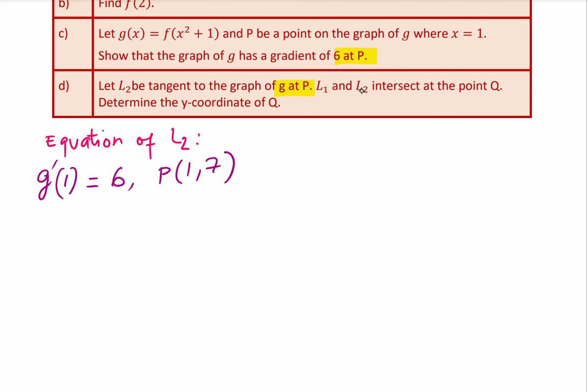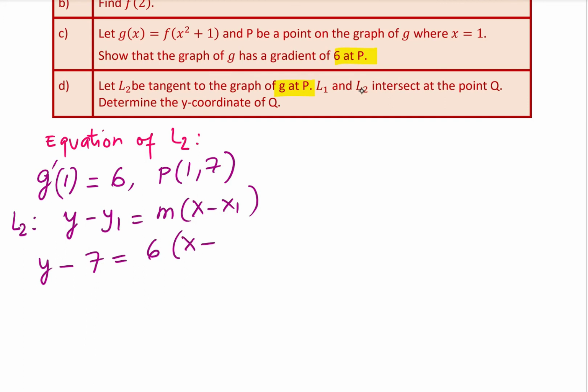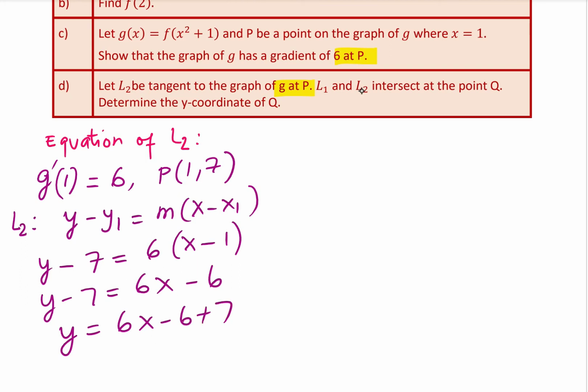So from here, we can find the equation of line L2, which we can write as y minus y1 equals m times x minus x1. So we get y minus 7 equals slope 6 times x minus 1. So we have y minus 7 equals 6x minus 6, or y equals 6x minus 6 plus 7, which can be written as y equals 6x plus 1, correct? So that is the equation of the line.